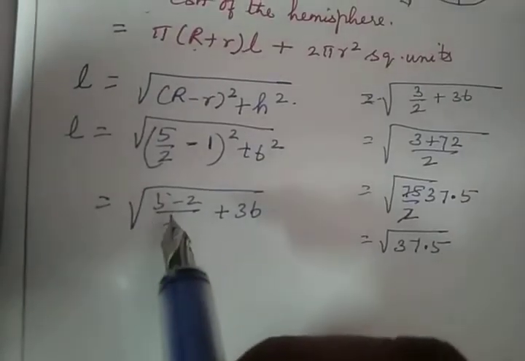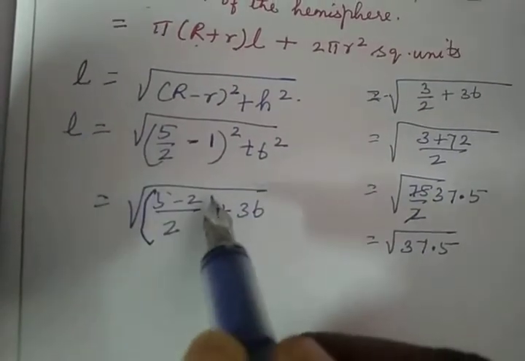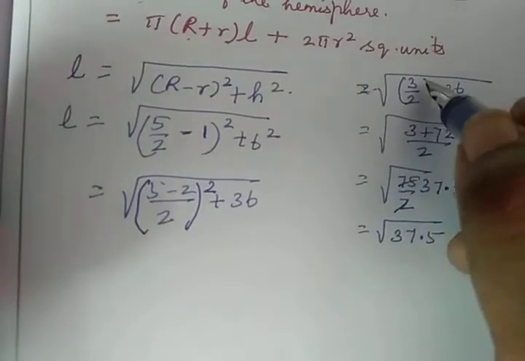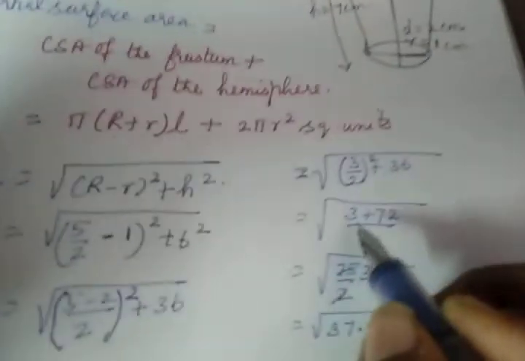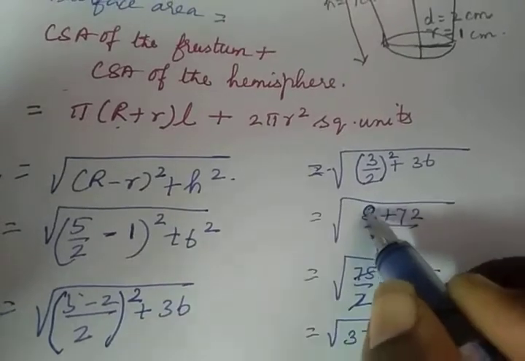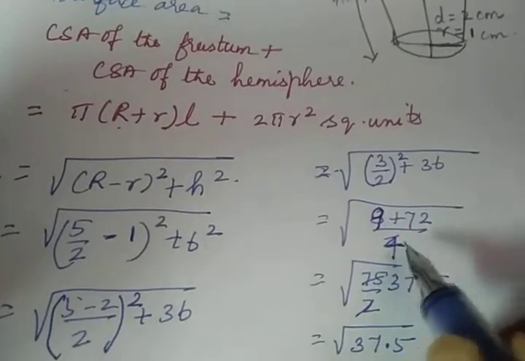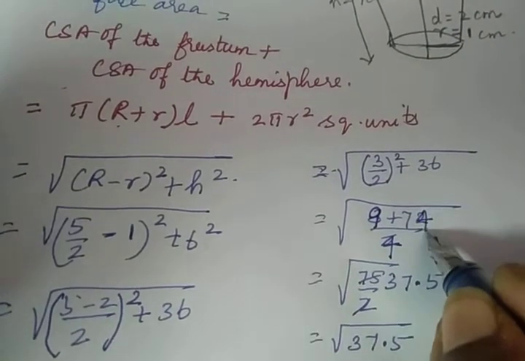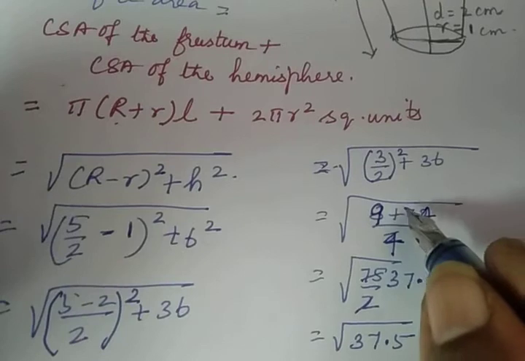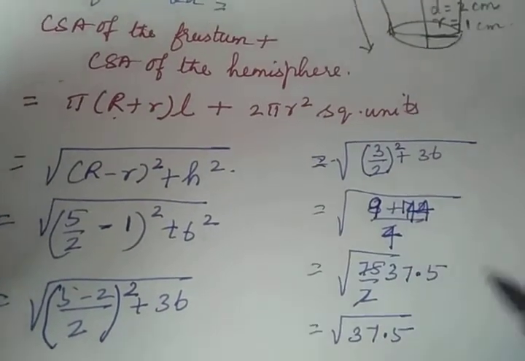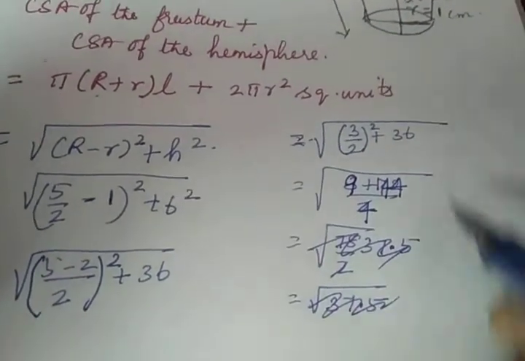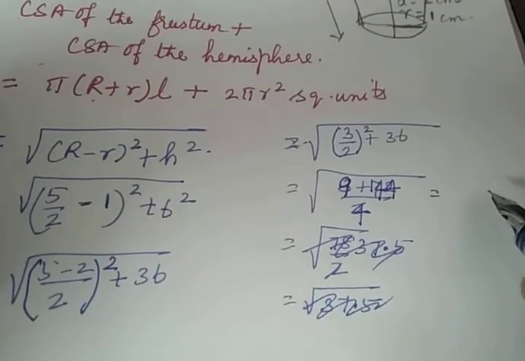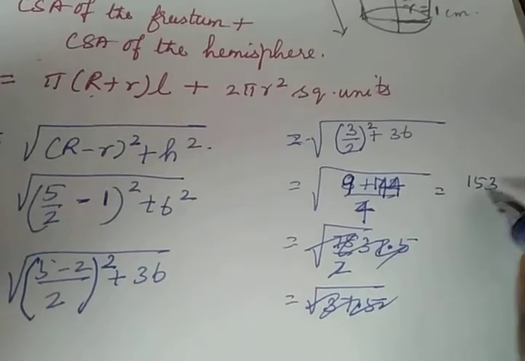Okay children, we have made a mistake here. The whole squared we have left out. 5 minus 2 is 3 by 2, the whole square. It is 9 divided by 4. So 4 is your LCM. 4 into 36 is 144. 144 plus 9 is 153. 153 divided by 4.